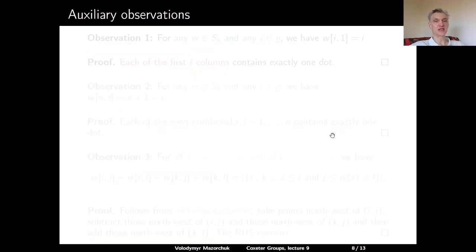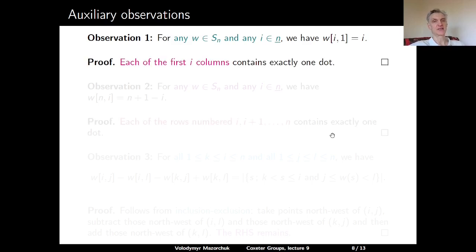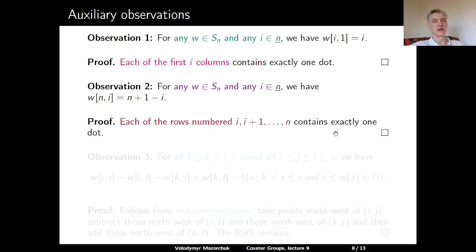To prove the second implication, we need some auxiliary observations. Observation 1. For any w in Sn and any i in n underlined, w_{i,1} is equal to i. That's of course just the claim that in the first i columns of the graph, each of them contains exactly one dot. Observation 2. For any w in Sn and for any i between 1 and n, w_{n,i} is equal to n plus 1 minus i. That's just the claim that each of the rows, which are numbered by i plus 1, and so on up to n, each of these rows contains exactly one point of our graph.